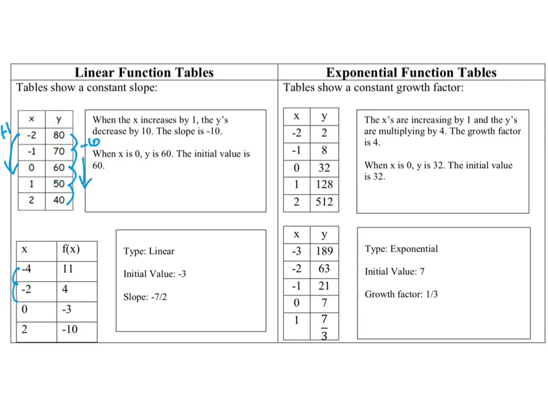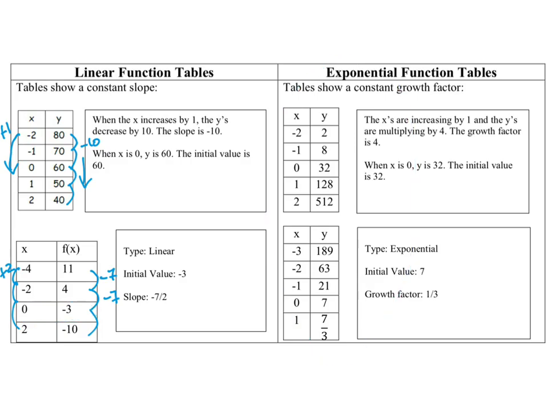Whereas when I look at a table like this, I look at my x's, and it appears to be going up by 2, so it's adding 2 each time. And then my y's appear to be subtracting 7 each time. And so this one, since it's add and subtract, it is going to be linear. And then my slope is going to be negative 7 halves, because it goes down by 7 on the y's and up by 2 on the x's. So negative 7 over 2. Again, my initial value is just when x is 0, so I find the y value, and it's negative 3.